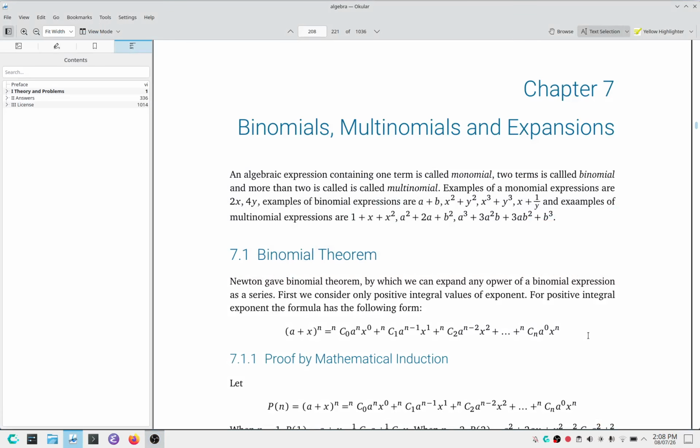Hello, students, and welcome to this new chapter of binomials, multinomials, and expansions. In the previous video, we finished mathematical induction. If you look at the chapters, we have covered logarithm, progression, complex number, polynomials, permutation, combination, combinatorics, that is mathematical induction. 6 chapters we have completed. We are starting the 7th chapter, then we have determinants, matrices, and miscellaneous problems.